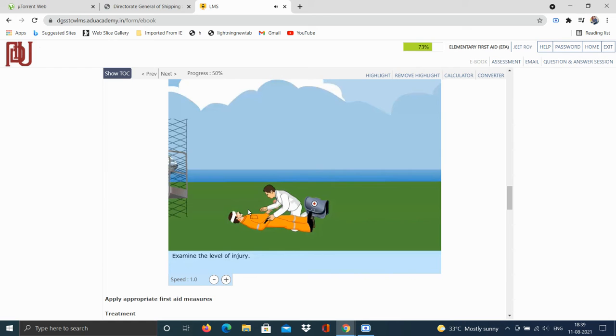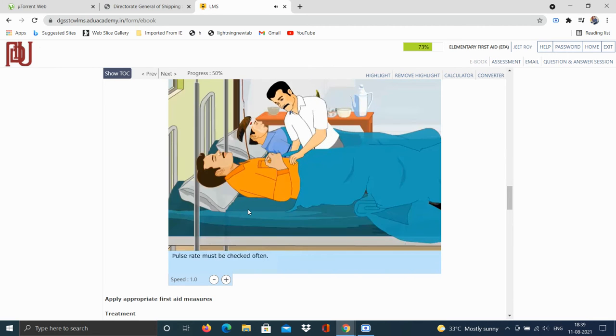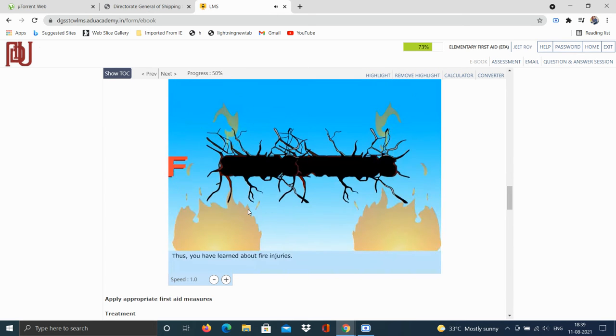Examine the level of injury. Warm blankets, fluids, and rest is required. Pulse rate must be checked often. Thus, you have learned about fire injuries.